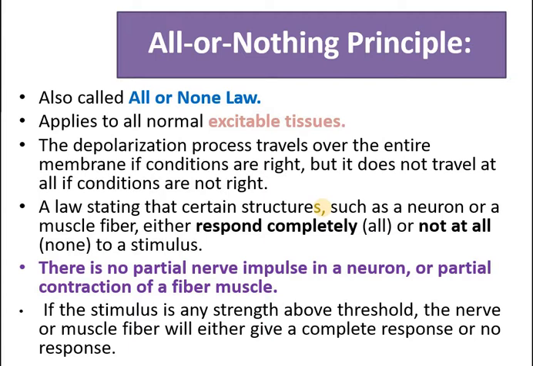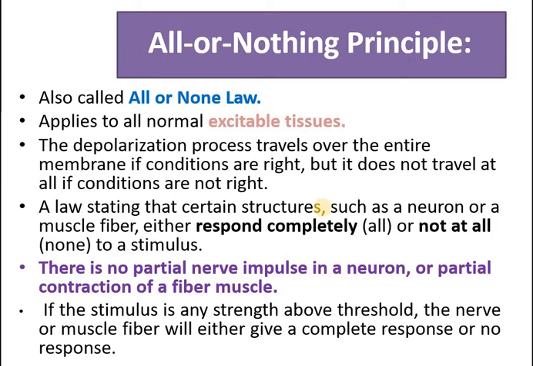A law stating that certain structures such as a neuron or a muscle fiber either respond completely or not at all to a stimulus. So that is describing the all or none law. I am again repeating, a law stating that certain structures such as a neuron or a muscle fiber either respond completely or not at all to a stimulus. There is no partial nerve impulse in a neuron or partial contraction of the fiber. So if you stimulate, you will get an impulse, or you will not get an impulse. Whether the contraction will happen or it will not happen, it is not something partial.